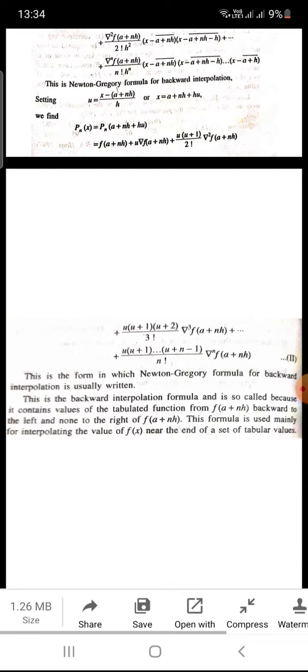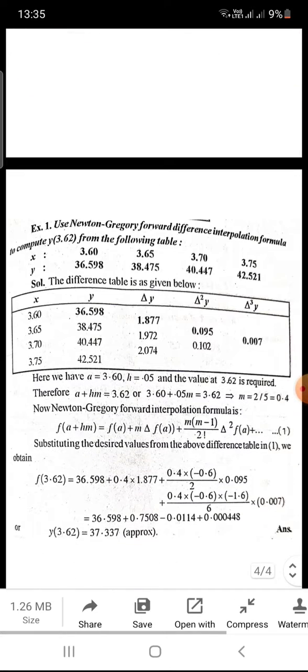This is the backward interpolation formula and is so called because it contains values of the tabulated function from f(a plus nh) backward to the left and none to the right of f(a plus nh). This formula is mainly used for interpolating the values of f(x) near the end of the set of tabular values. Now we will discuss one example also.